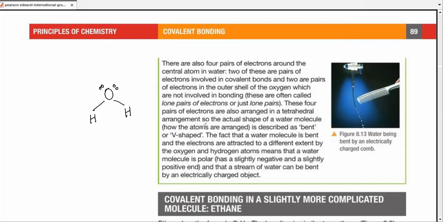So the actual shape of water molecule is described as bent or V-shaped. The fact that water molecule is bent and electrons are attracted to different extents by oxygen and hydrogen atoms means that a water molecule is polar, has a slightly negative and a slightly positive end, and that a stream of water can be bent by an electrically charged object, as you can see in this diagram. So they are going to have a little bit of charge, not complete charges in them, a little bit of charge, and we are going to use the word polar for that purpose.